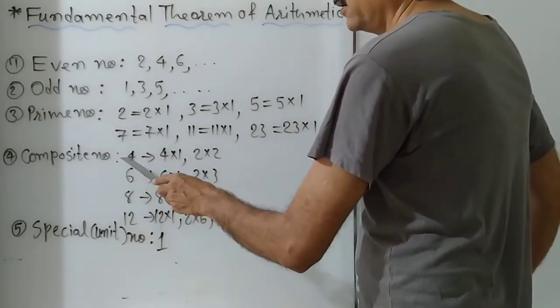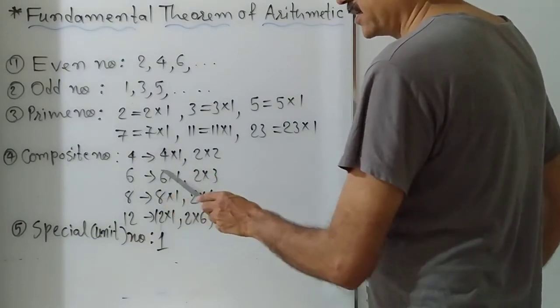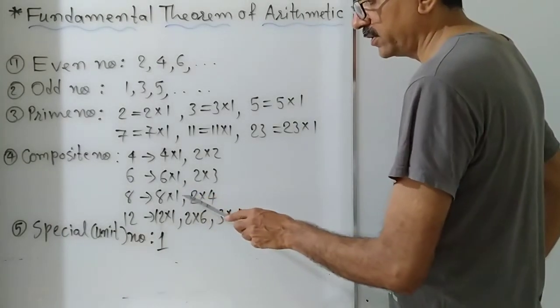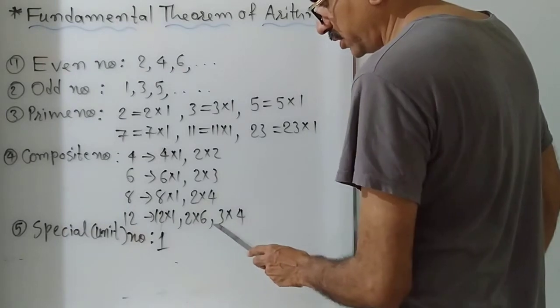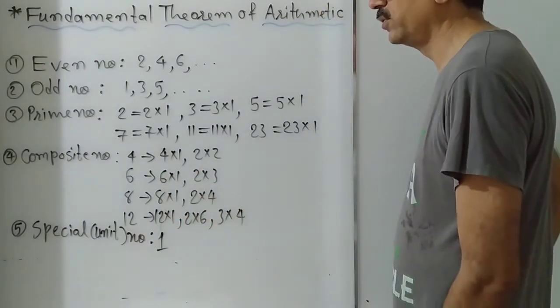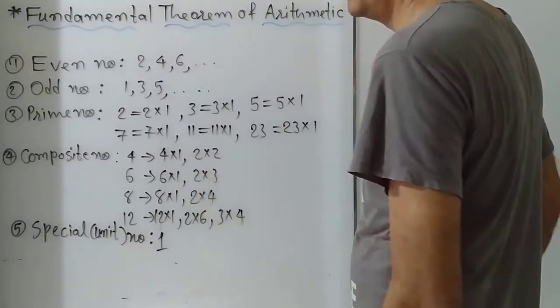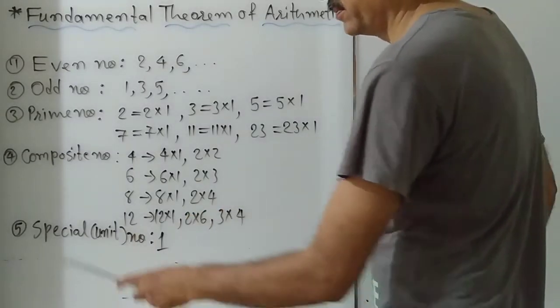From this we can conclude 4 has factors 1, 2 and 4. 6 has factors 1, 2, 3, 6. 8 has factors 1, 2, 4, 8. 12 has factors 1, 2, 3, 4, 6, 12. So all these numbers have more than 2 factors. Such numbers are called composite numbers.